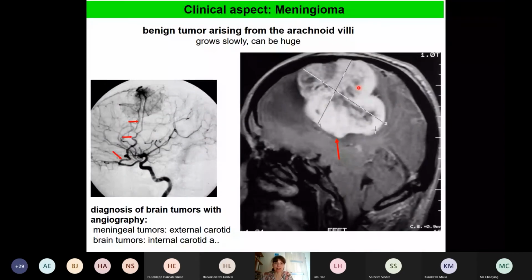And clinically, I want to mention the meningioma. This is actually a benign tumor arising from the arachnoid villi. It can grow very intensively, so it can be huge, but it is a benign tumor, so it can be removed. And in the diagnosis, angiography is a very important method, because with this method we can see that these tumors are mainly supplied by the external carotid artery, in contrast to brain tumors, which are mainly supplied by the internal carotid artery.